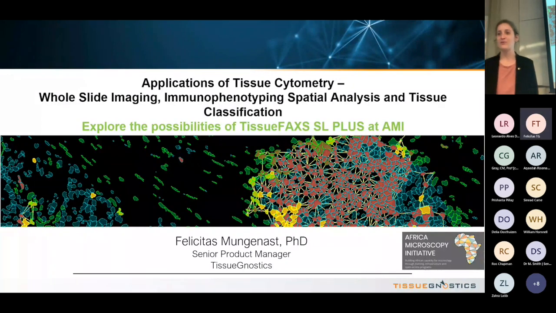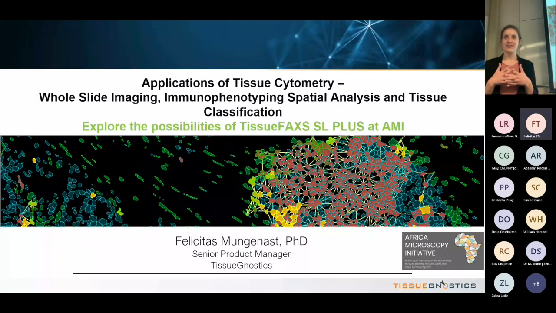But now to come back to TissueGnostics. TissueGnostics is a supplier for tissue cytometers. We will come later on to what this exactly means. We are located in Austria, in the beautiful city Vienna. I'm actually a product manager there. So maybe we move on now to the more important stuff.